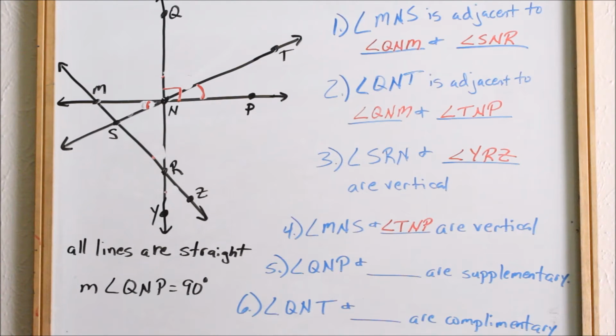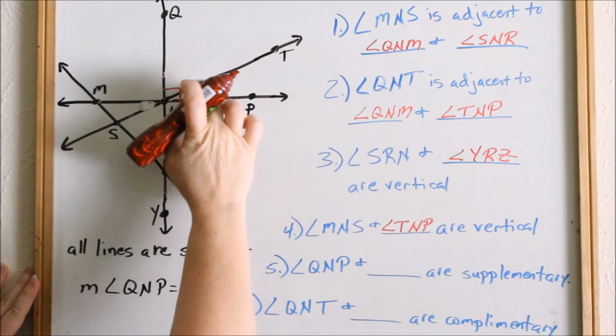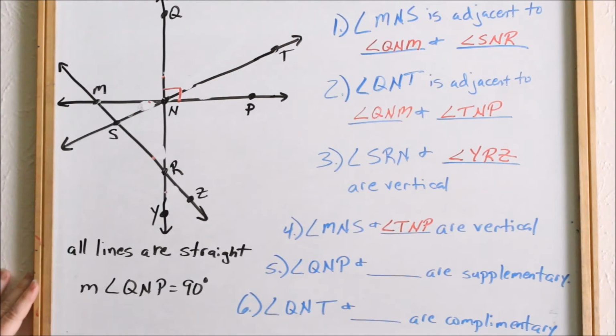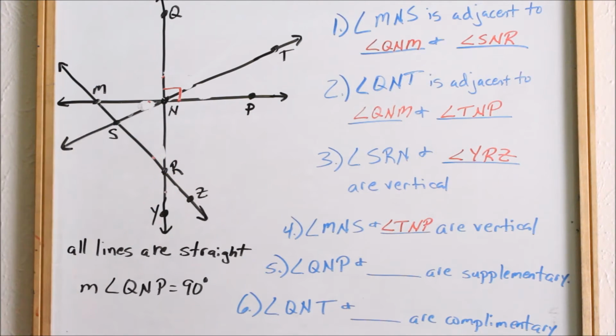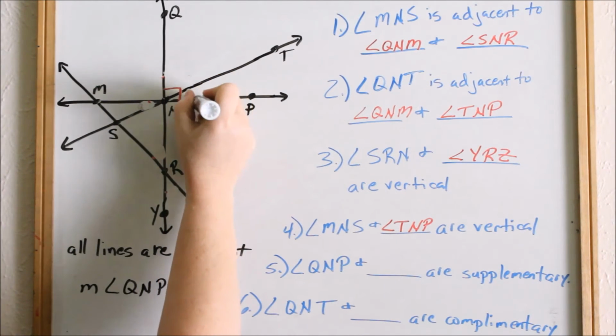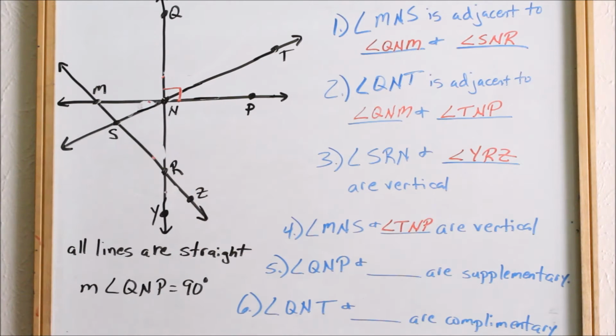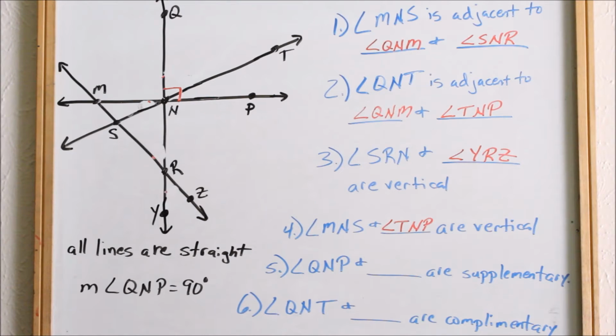Number 5, now we're looking at angle QNP, and we want to know what is supplementary to it. So QNP, that's the right angle that we have marked right there. Then you have to know what supplementary means. Supplementary means 2 angles that add up to 180 degrees. Okay? QNP, well, there are 2 different answers you can give.